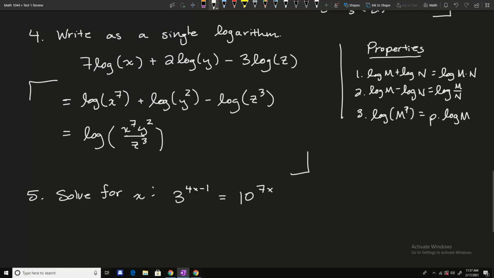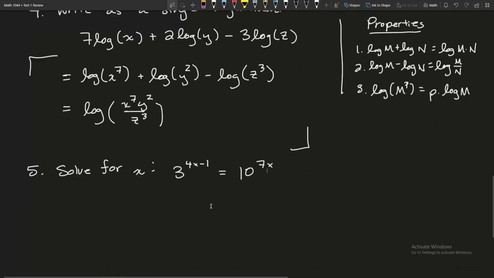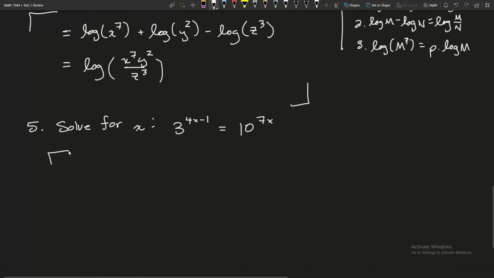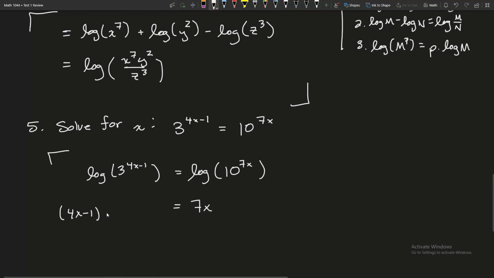So the thing is, what we want to do is use those properties before, but realize that the common log will cancel with any exponential expression where 10 is its base. So we want to take the common log of both sides here. So that's where we start. We start with the log of 3 to the 4x minus 1, and that will equal the log of 10 to the 7x. So on the right, we get that cancellation we were looking for. And on the left, we want to bring the exponent down in front. So we have 4x minus 1 times the log of 3.